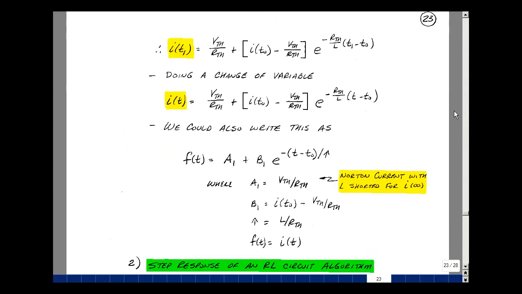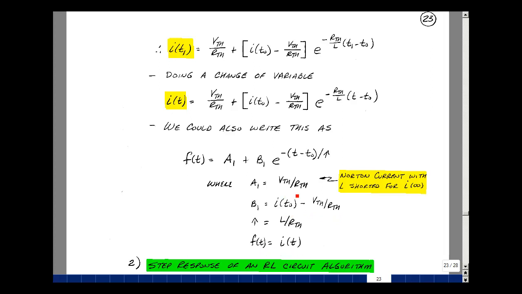As we did for the capacitor, we could just call this some constant a1, some constant b1, and then t minus t0. And then I'm going to take the reciprocal of this term and call it again tau, and it would be L over R Thevenin. A1 would be V Thevenin over R Thevenin, and b1 would be this term, which is I of t0 minus V Thevenin over R Thevenin, and our f of t would just be their I of t.